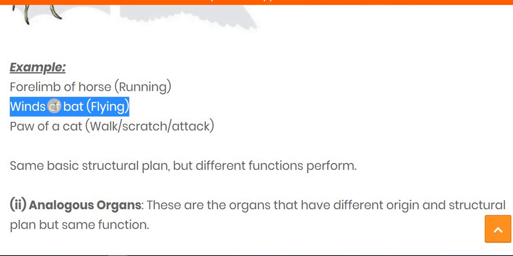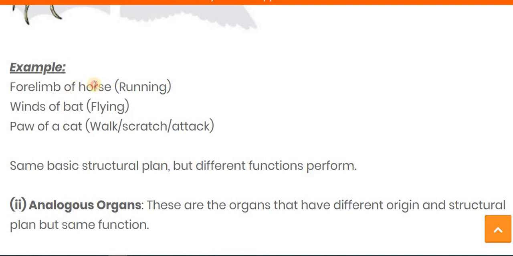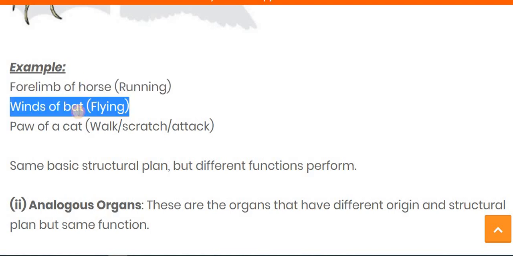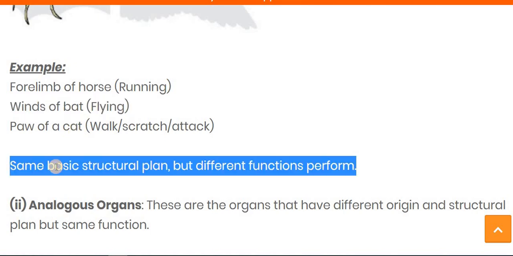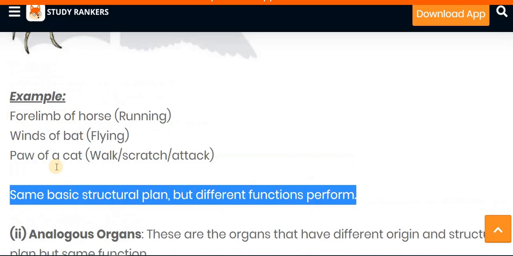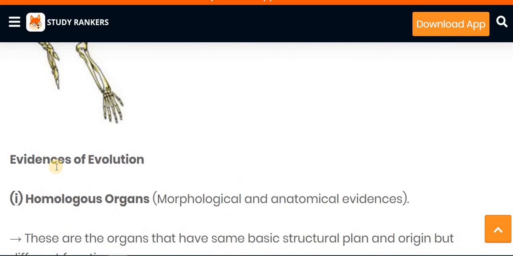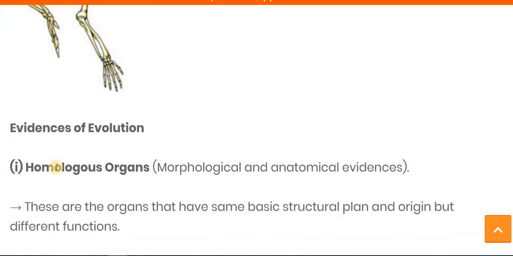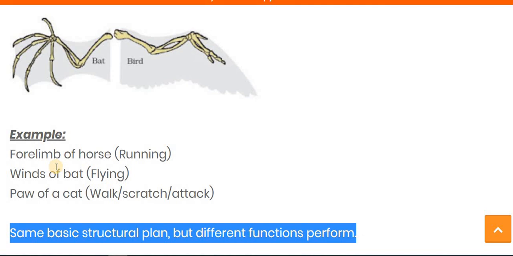The forelimbs of the horse are for running, whereas the wings of the bat are useful for flying. Similarly, the paw of a cat helps in walking, scratching and attacking. So the same basic structure plan, but they have different functions to perform. This kind of organ comes under homologous organs. Homologous organs have the same basic structure but different functions, and examples are the forelimb of a horse, wings of a bat and paw of a cat.